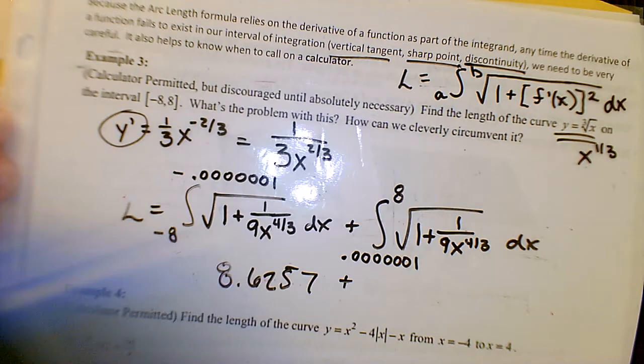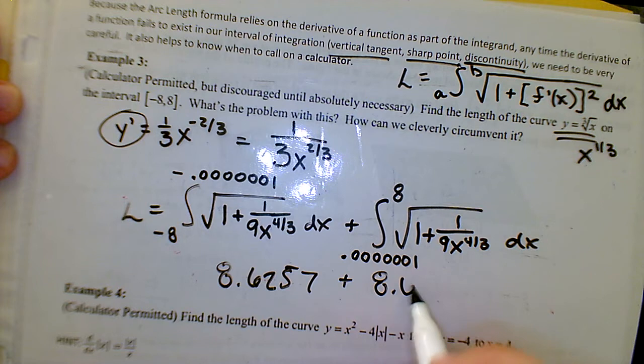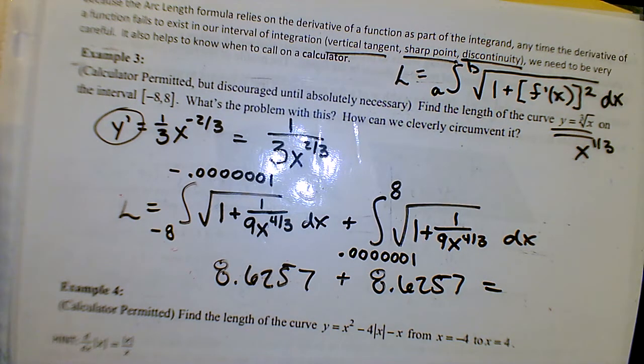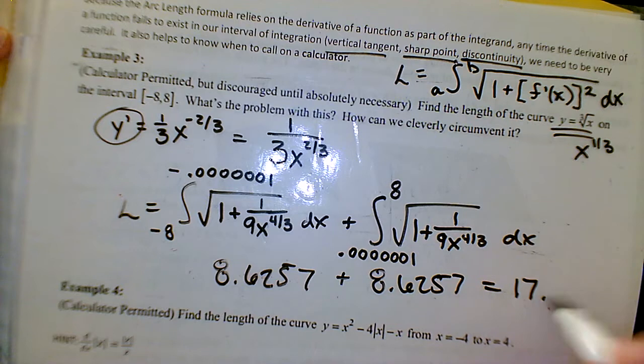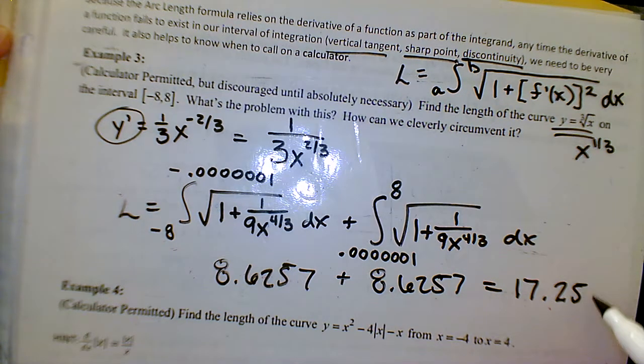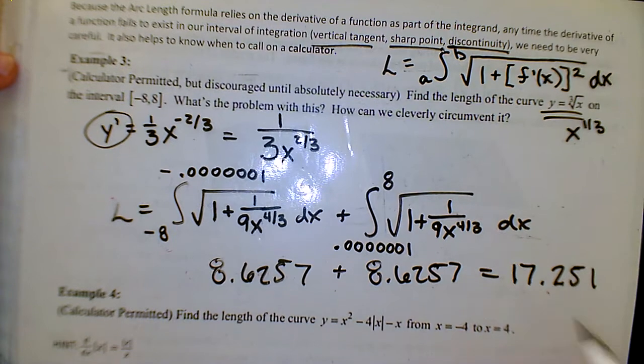Same thing, okay. 8.6257. So if we add those together, we'll get 17.251, roughly. Okay.